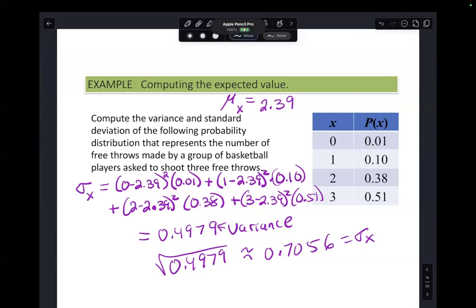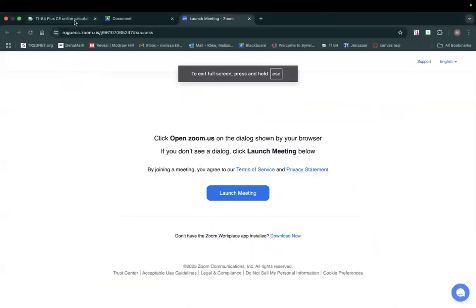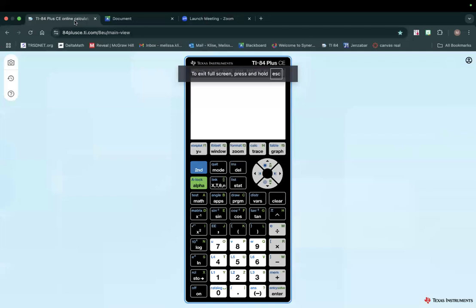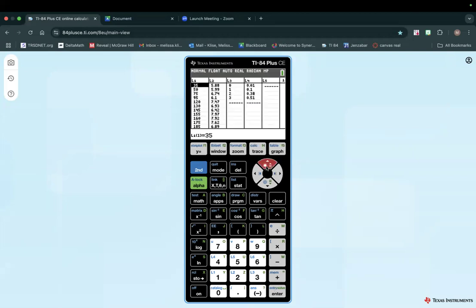Okay, so we're going to jump into the calculator, unless there's questions here. We're going to jump to the calculator function. All right, so let's go to our calculator. Go into stat, edit, go into your lists. I'm going to clear my lists out. Because we just did the basketball data, we're going to do that first.